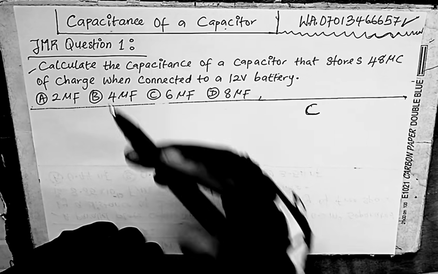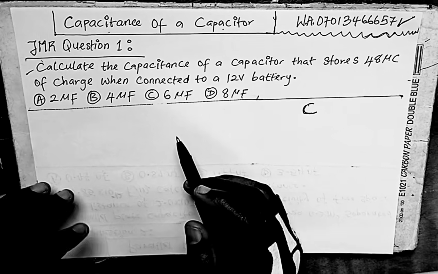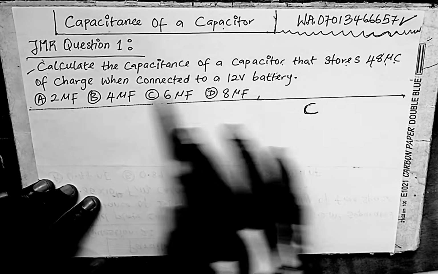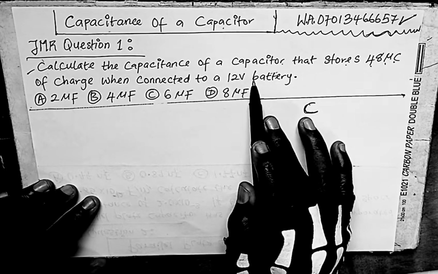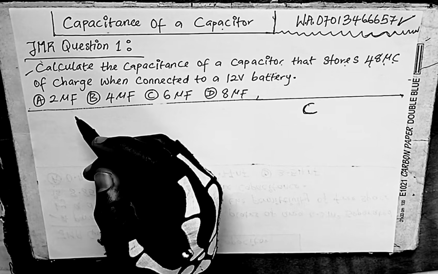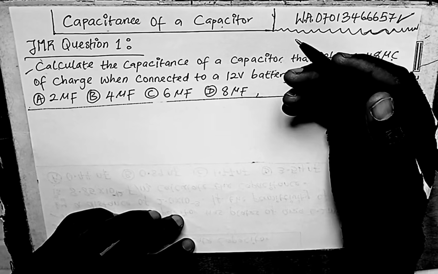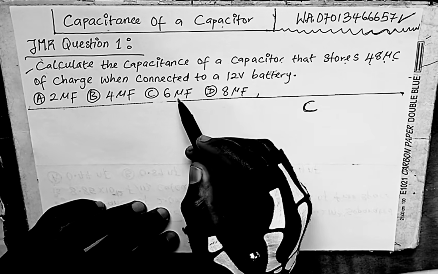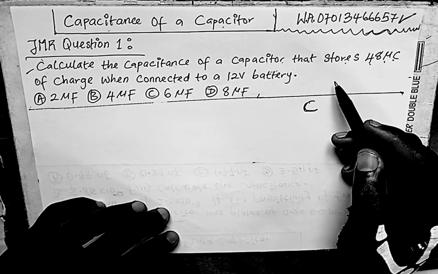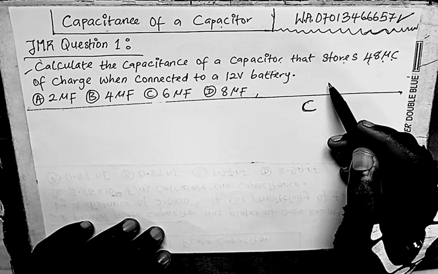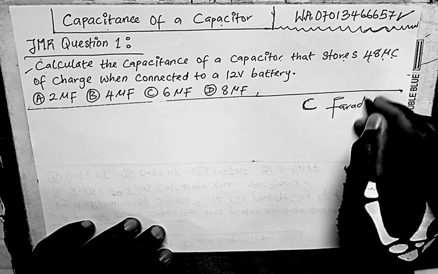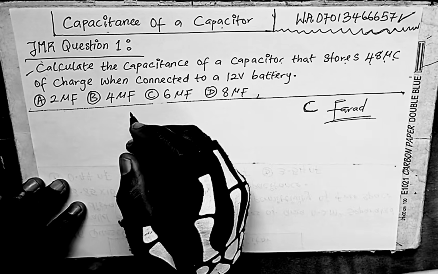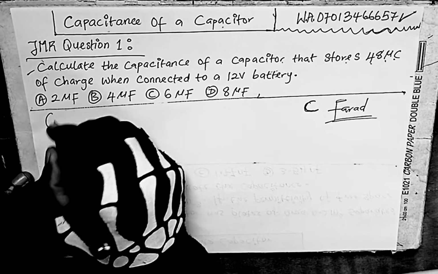Looking at what we have in front of us here, JAMB must-repeat question 1. The question reads: calculate the capacitance of a capacitor that stores 48 nanocoulomb of charge when connected to a 12-volt battery. Very easy question. You're supposed to solve this in under 15 seconds. All the options are represented in nanofarad. Hope you know the SI unit of capacitance is the farad.